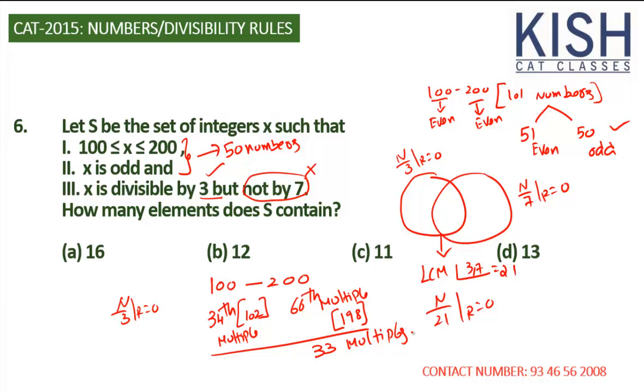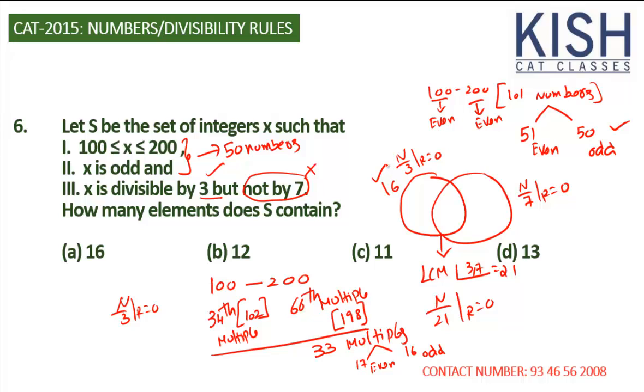Now it started with an even multiple, 34, and it ended with an even multiple, 66. So out of the 33, it means 17 are even multiples and 16 are odd multiples. Now our task is to find the odd multiples, because we need to find the odd numbers. So these are 16 odd. So 16 odd multiples of 3 are there between 100 and 200.